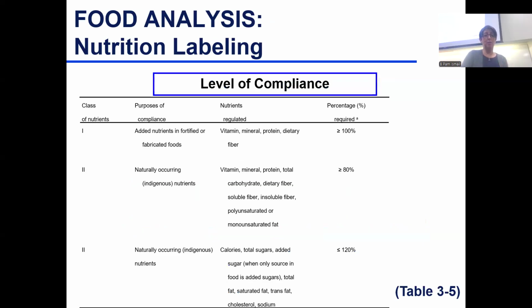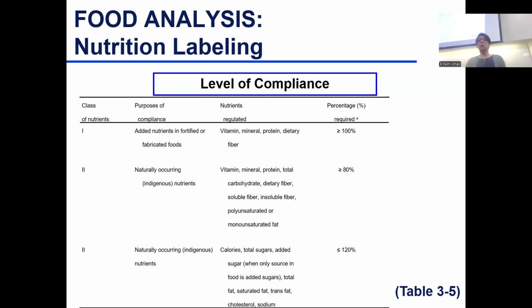The level of compliance. If you have an added nutrient, let's say you fortified with vitamin D, whatever you claim on that label should be equal to or greater than 100% because you added it. So your level of compliance is minimum 100%.